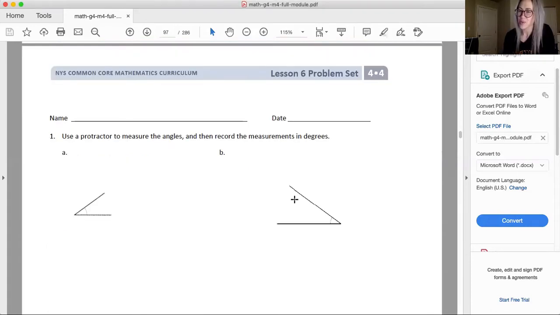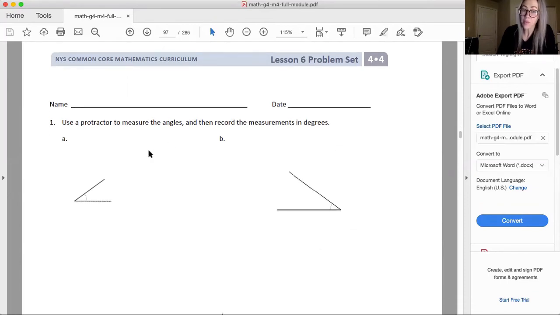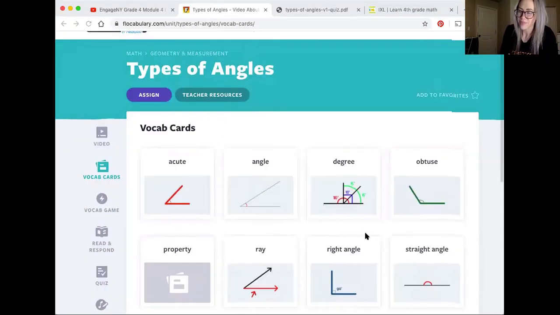All right, friends, the reason why today is going to be a little bit different is because we're not actually going to do the problem set. I'm not requiring you to do the problem set. You are going to be required to do other things, but not the problem set, and this is why. The problem set requires that you have a protractor to measure angles. Now, I can't guarantee that all of you are going to have access to protractors.